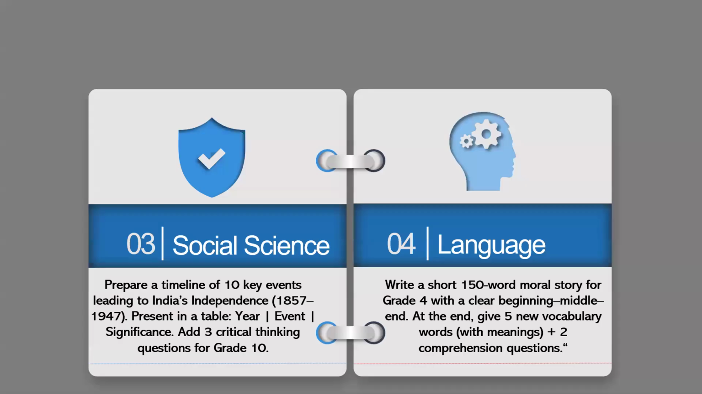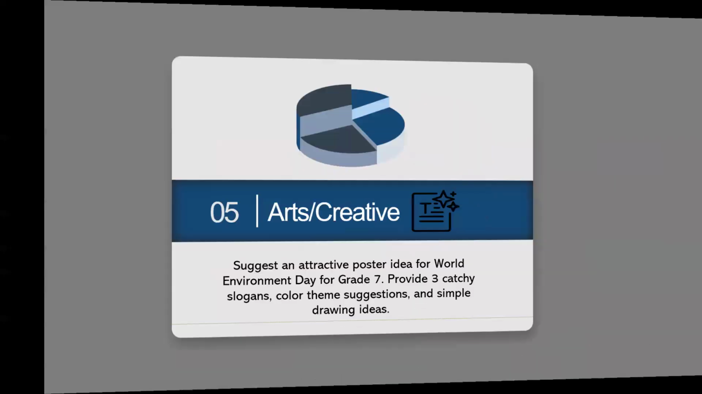So how does it differ in a language? You see that: write a short 150-word moral story of grade 4 with a clear beginning, a middle stage, and an end. Give new vocabulary words with meanings plus 2 comprehension questions. So this is another beautiful example of a prompt generated for the English language.